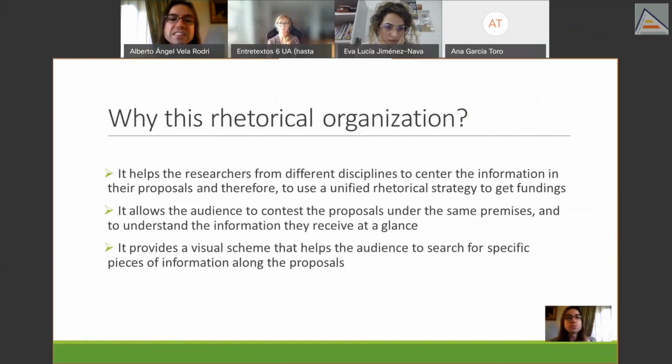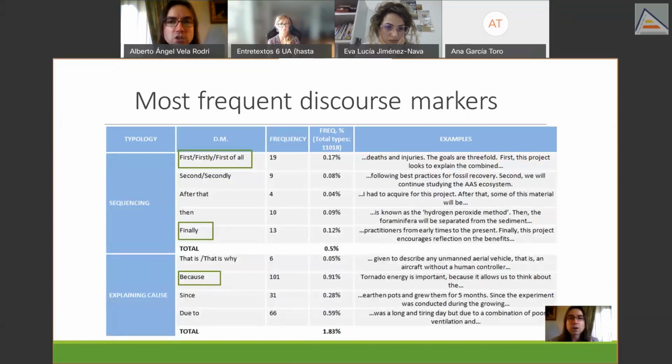And it also provides a scheme that helps the audience to search for specific information or pieces of information if you need them to compare some projects. According to the most frequent discourse markers, we have noticed that first of all and finally in the sequencing typology, and because in the explaining course, were the most useful ones for researchers in these projects. Firstly with 19 and finally with 13.